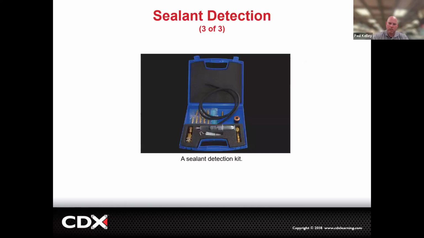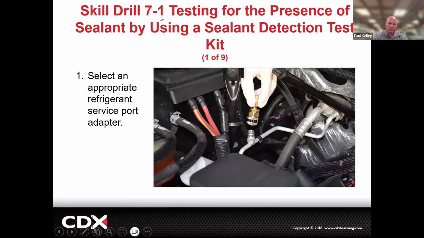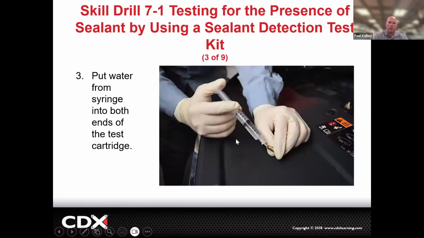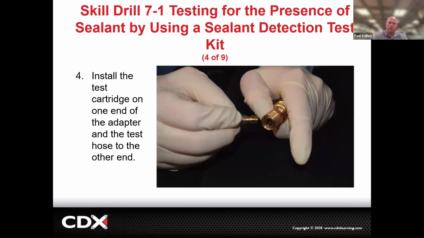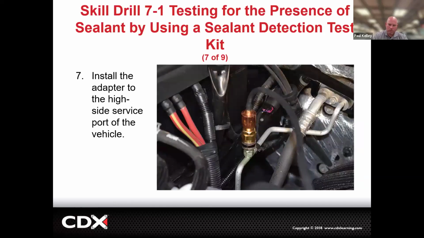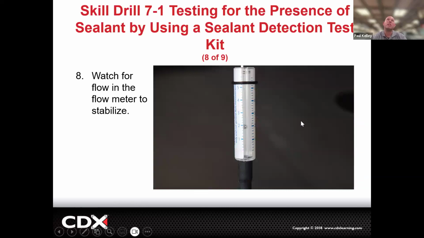So with that, here's what the detector looks like. Here's how you actually do it. You'd go to the fitting, get the adapter. You'd literally fill this syringe with tap water. Literally put water from the syringe on the test cartridge, hook up that cartridge, you can see, with a hose right there. And then you're going to hang it. And then what's kind of crazy, when you hook this up, you should actually be able to see flow, and your flow meter is going to kind of move a little bit and then stabilize.